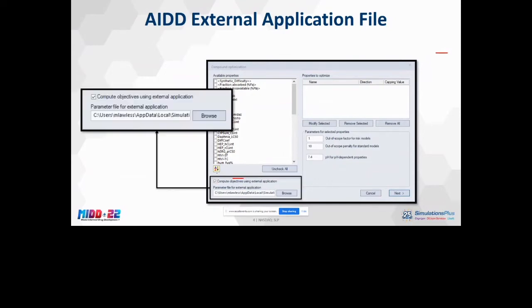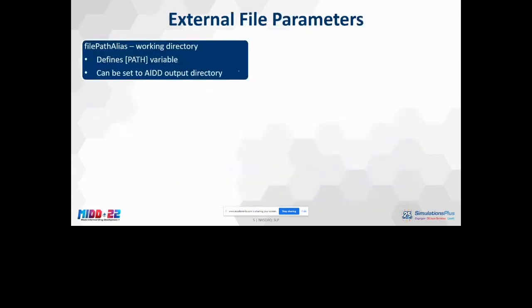So you would click on this button here and then click to browse to a parameter file. And the parameter file specifies the different variables that are used in the calculation. So this next slide shows some of the examples or variables within the external file.